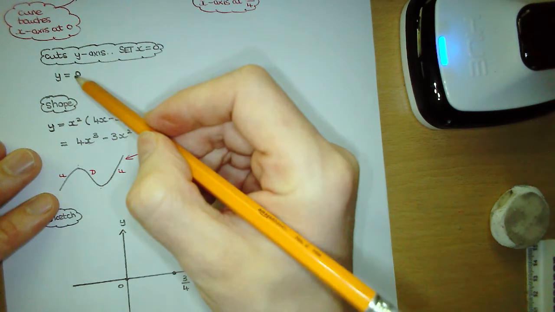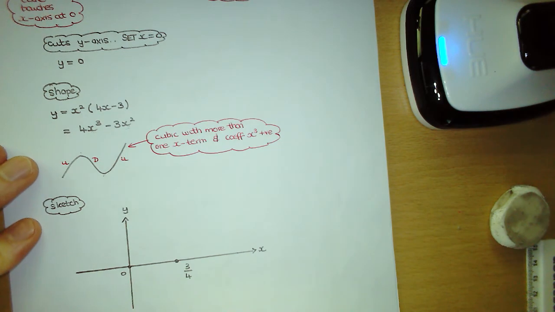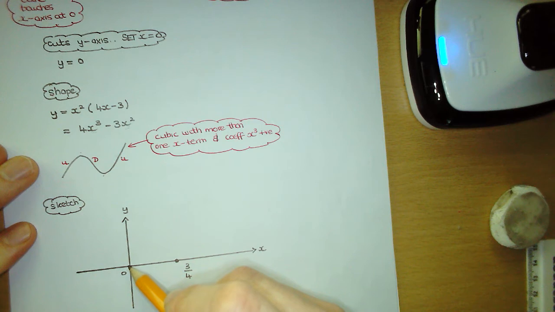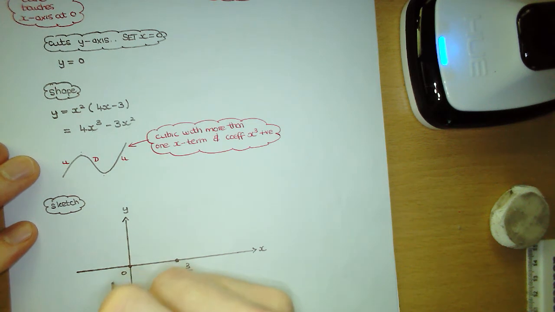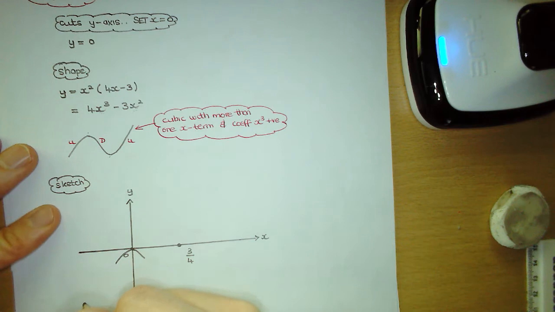And it also cuts the y-axis at 0. Now, it's got to go up, down, up. So it can only touch the x-axis at 0. So it's got to have its turning point here. It's got to just go up and touch without cutting through the x-axis. So it's got to go up.